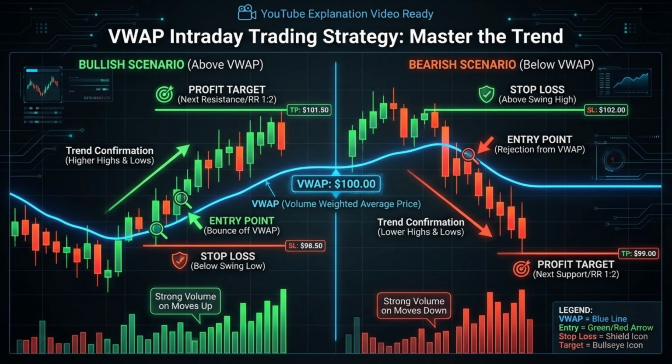Volume plays a key role in confirming moves, as stronger volume during price movement increases the reliability of the trend. Overall, the VWAP strategy helps intraday traders trade in the direction of institutional activity while managing risk effectively.